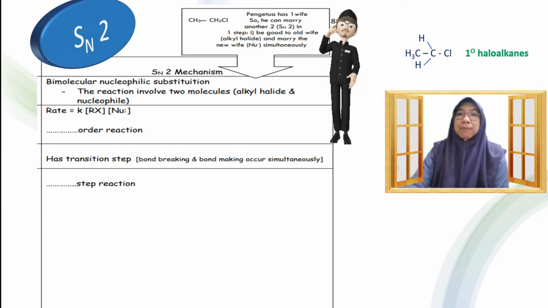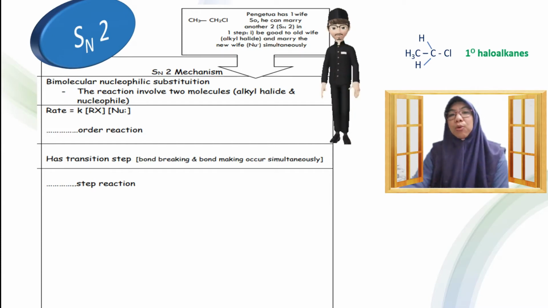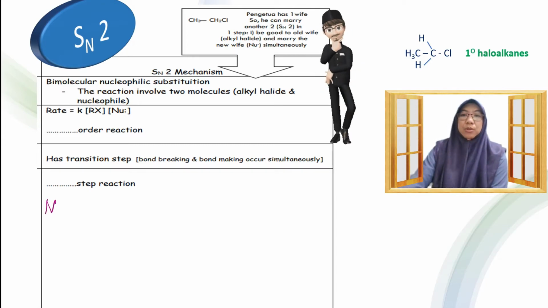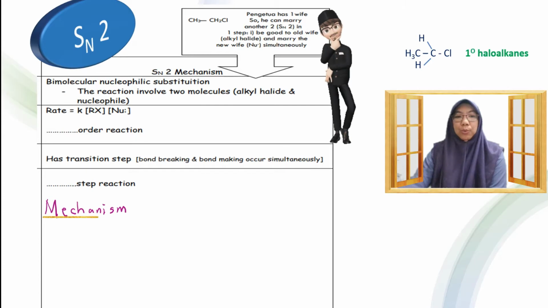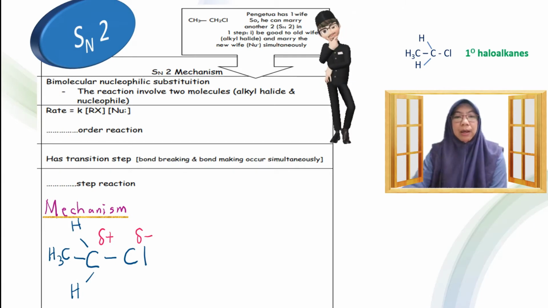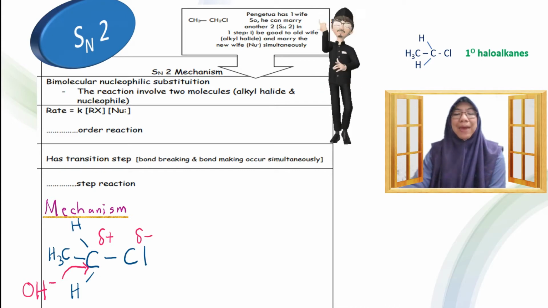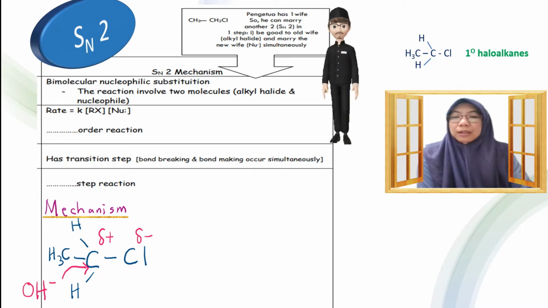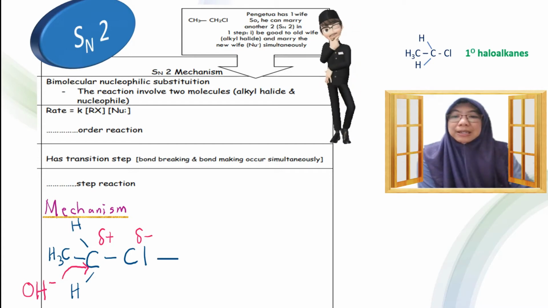Why one step? He is good to his wife, which is the halide, and marries the new wife, which is the nucleophile, simultaneously. So let's take a look at the mechanism in SN2. First you draw the primary haloalkane. Here is the primary haloalkane. As we know, Cl is partially negative, and automatically this carbon acts as partially positive. So the nucleophile will attack the carbon from the back side, which is the hydroxide ion attacking the partially positive carbon from the back side. So now he is good to his wife and marries the new wife.